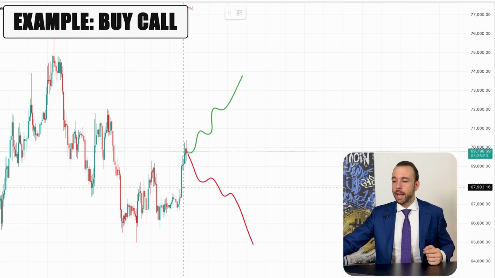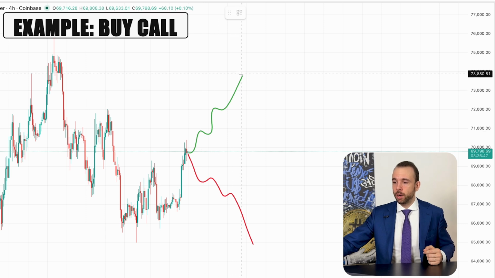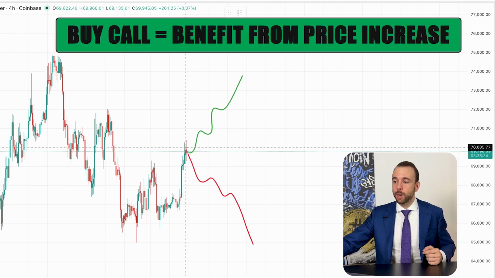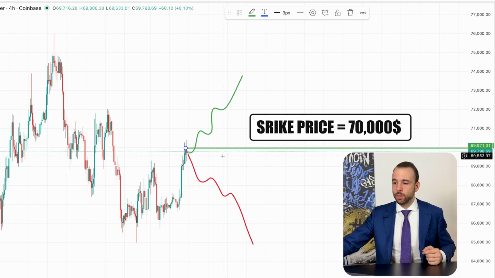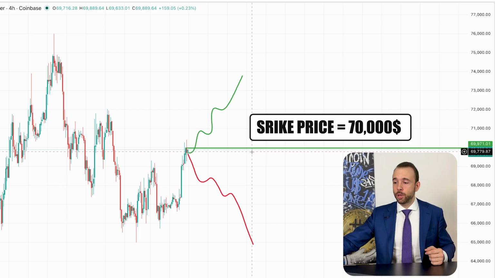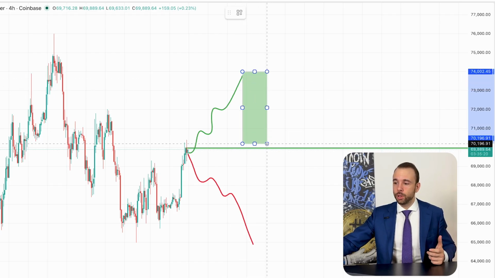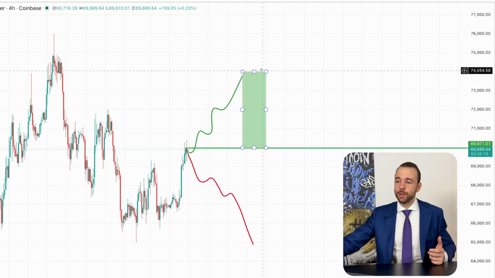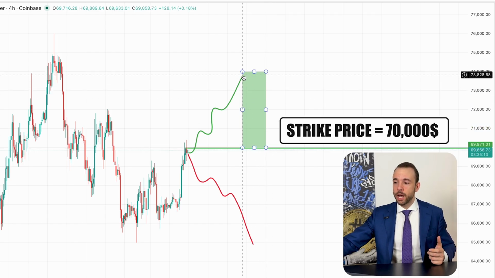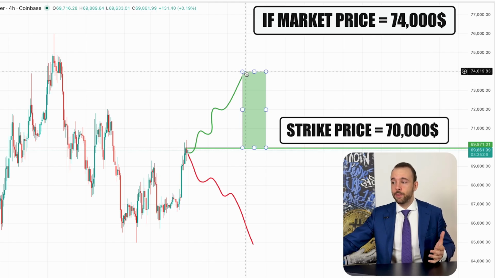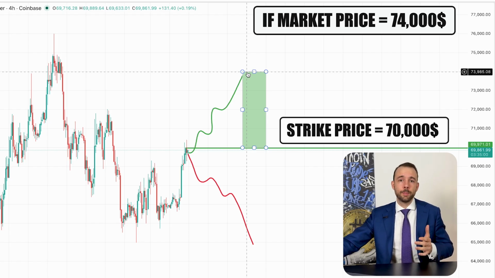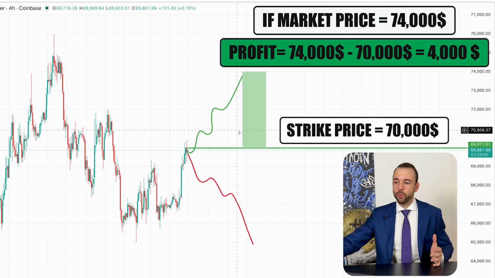For example, if I would like to benefit from the price increase of Bitcoin, I can buy a call option with a strike price which is almost close to the current market price. In this case, $70,000. And if the price of Bitcoin at the expiration date is above the strike price, so let's say $74,000, in this case, my profit is the difference between the strike price of $70,000 and the mark price at the expiration date, so $74,000. And in this case, if I bought one call option for 1 BTC, my profit is equal to $4,000.